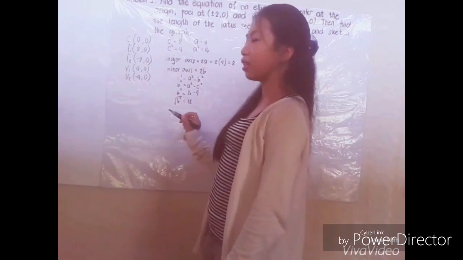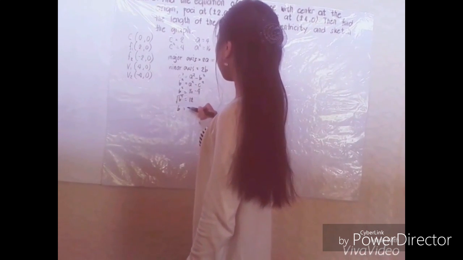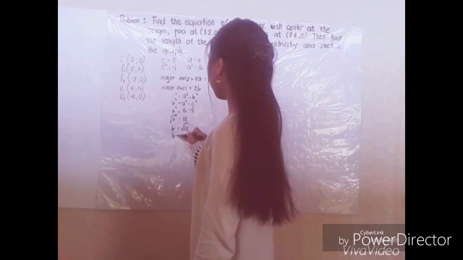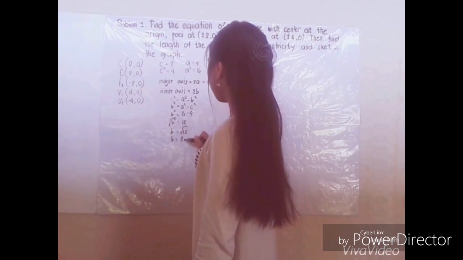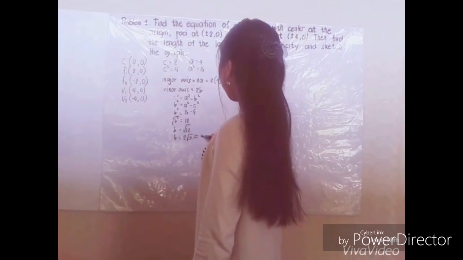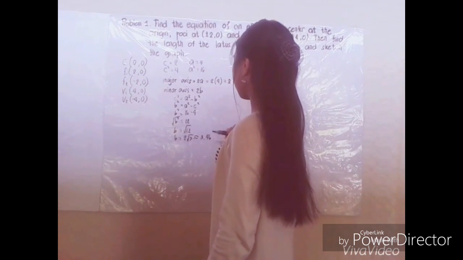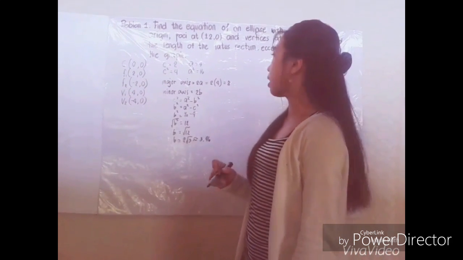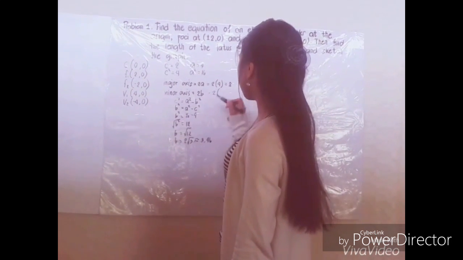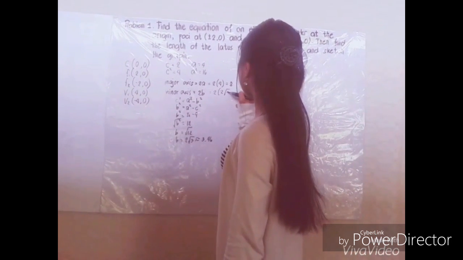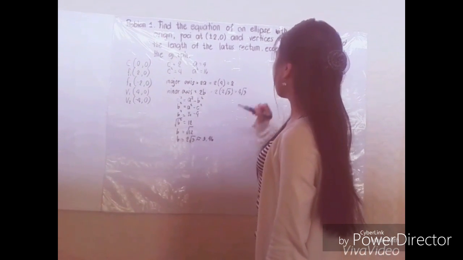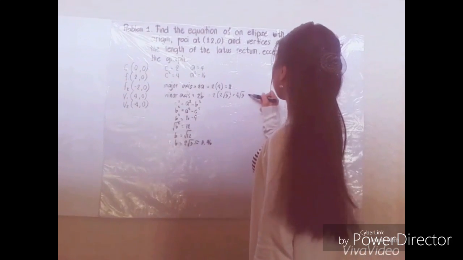Taking the square root to eliminate this square, we have b is equal to square root of 12, where square root of 12 is equal to 2 square root of 3. Approximately, this is 3.46. So we can now have our minor axis. To substitute, we have 2 times our value of b, which is 2 square root of 3, and it is equal to 4 square root of 3, where 4 square root of 3 is equal to 6.93.